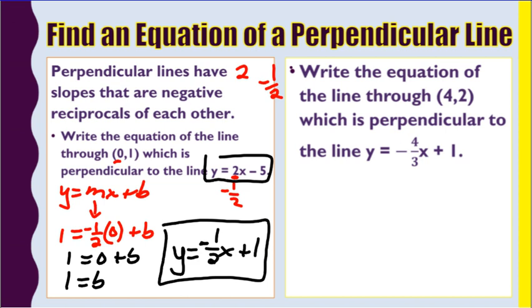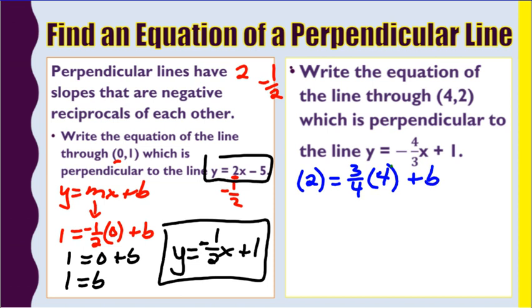And our last one here, the negative reciprocal of negative 4/3, I would use 3/4 because it already has negatives, so the opposite of a negative is positive. So I would have my y being 2. I have 3/4 as my slope. My x is 4 plus my b.